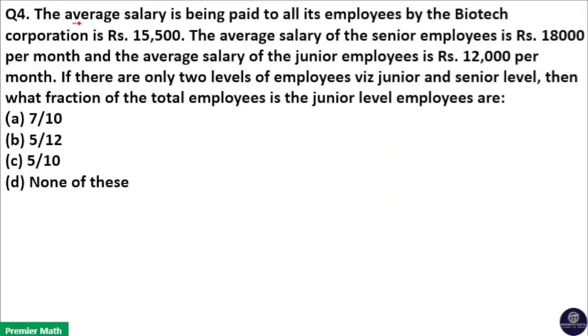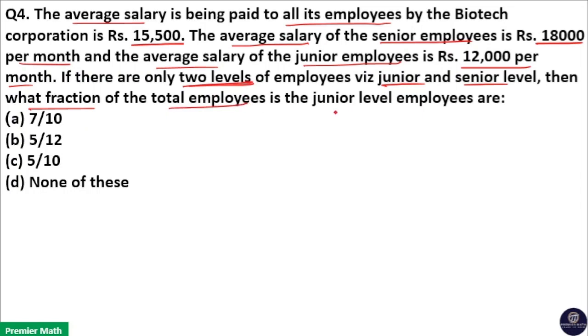The average salary being paid to all its employees by Biotech Corporation is 15,500. The average salary of senior employees is 18,000 per month and the average salary of junior employees is 12,000 per month. If there are only 2 levels of employees, that is junior and senior level, then what fraction of total employees is the junior level employees?